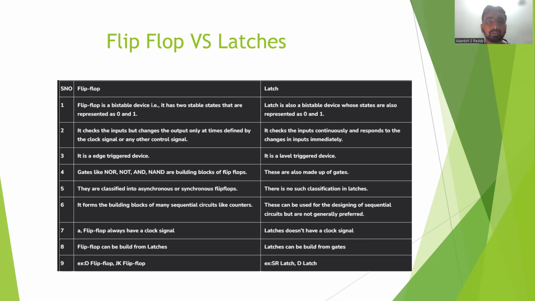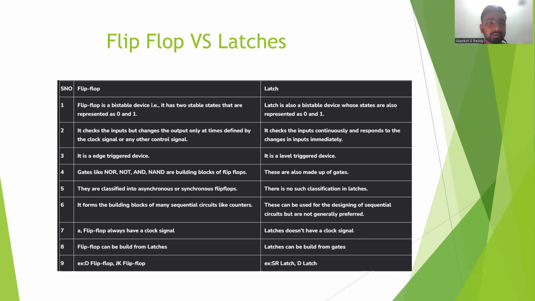And let's know about the difference between latches and flip-flops. A flip-flop is a basic bistable device. It has two stable states, that is 0 and 1. Whereas a latch is also a bistable device which also represents 0 and 1. A flip-flop checks the input but changes the output only at the time defined by the clock signal or another control signal. A latch checks the inputs continuously and responds to the change in the inputs immediately. A flip-flop is an edge triggered device. A latch is a level triggered device.